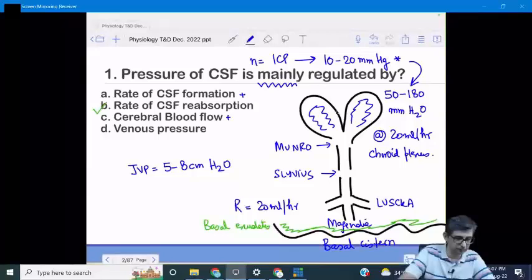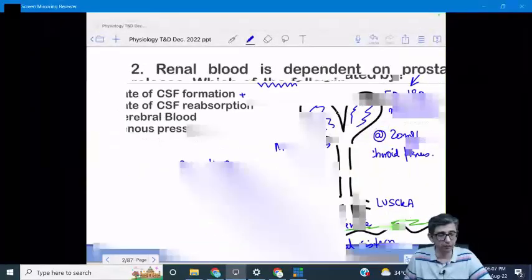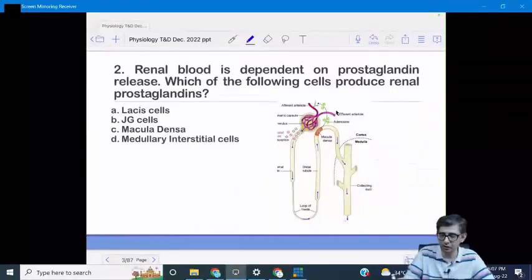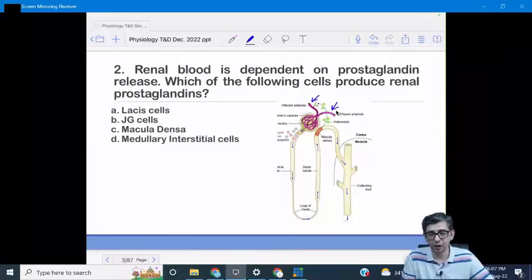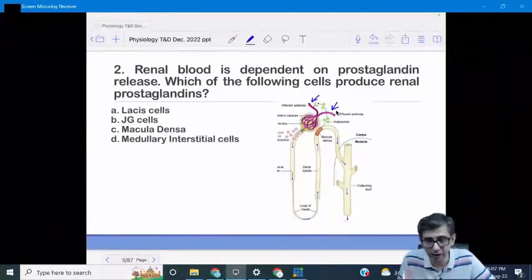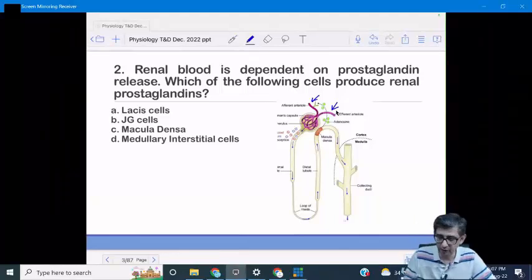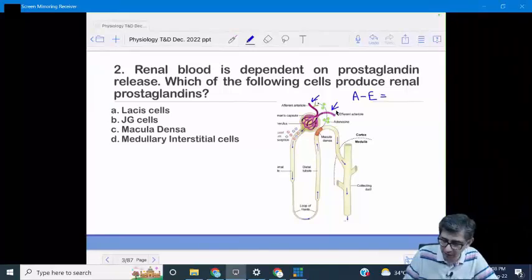Okay, let's move on to the second one for today. Renal blood flow, I have given half the hint in the question itself. The renal blood flow is dependent on prostaglandin release. What prostaglandins do is that between the afferent arteriole and the efferent arteriole, the most important role in maintaining the balance is played by prostaglandins. Because pressure difference between afferent minus efferent arteriole is responsible for glomerular filtration rate.